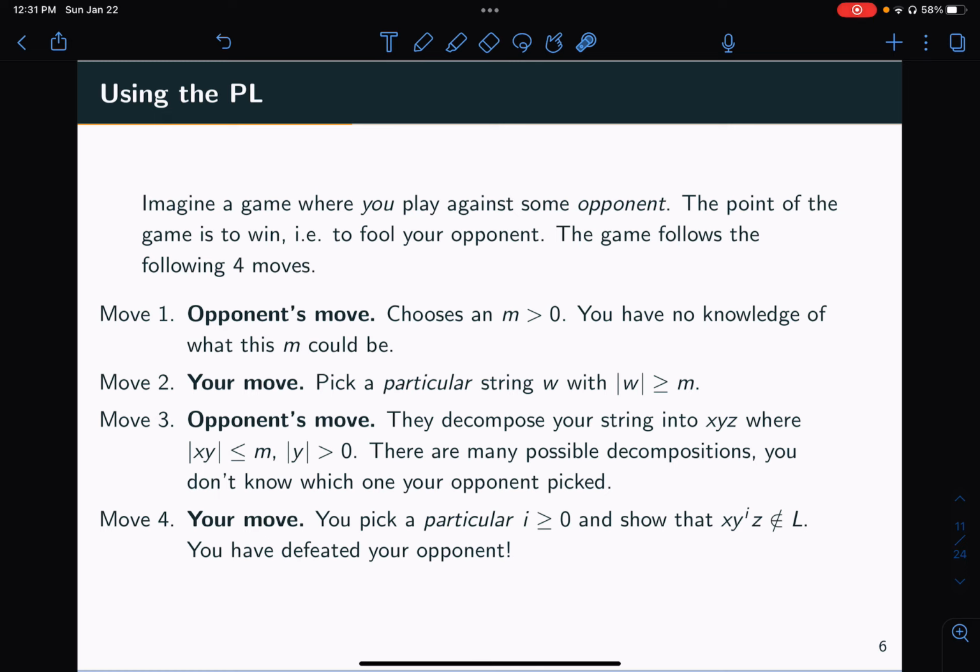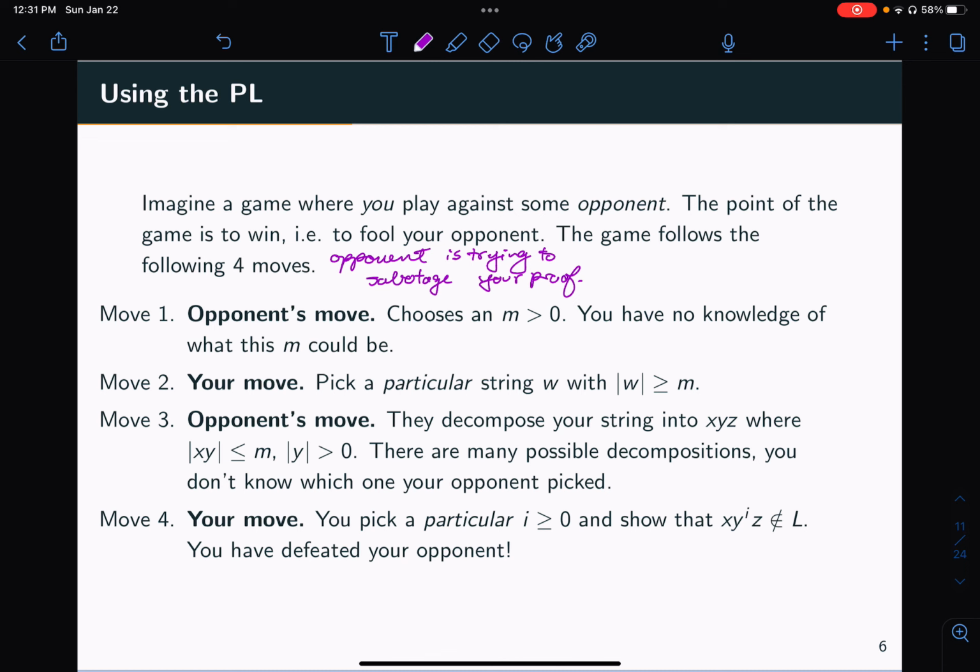Like I said, imagine you're in a game where you play against some opponent. The point of the game is obviously to win, to fool your opponent, where you can also think of your opponent as trying to sabotage your proof. Okay? And so the game follows these four moves.